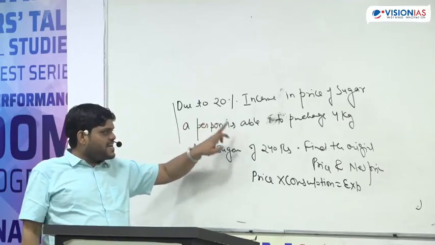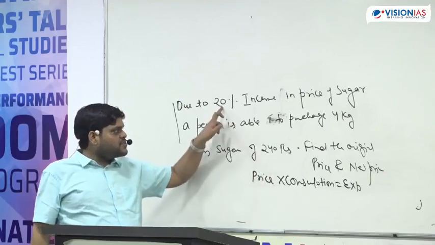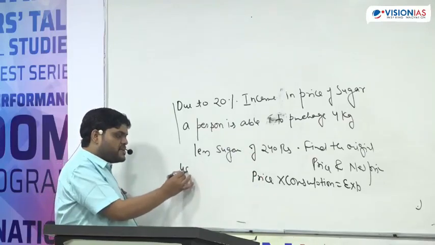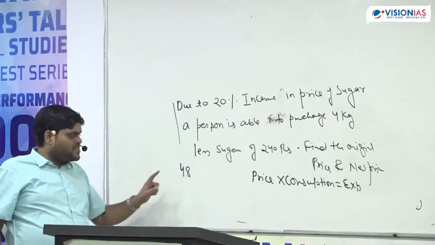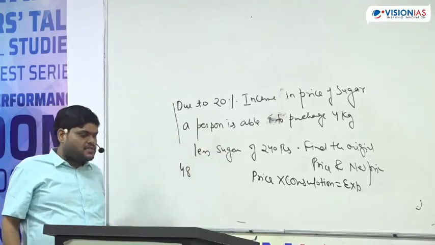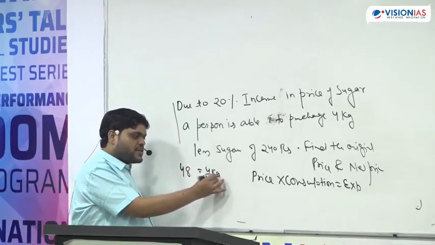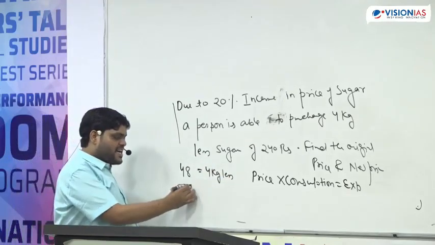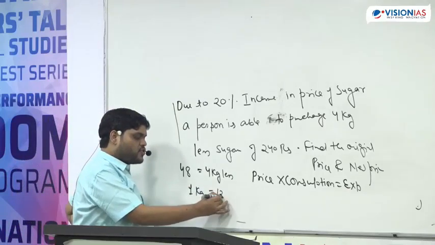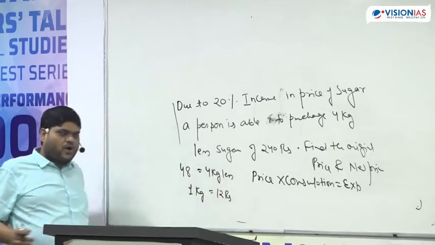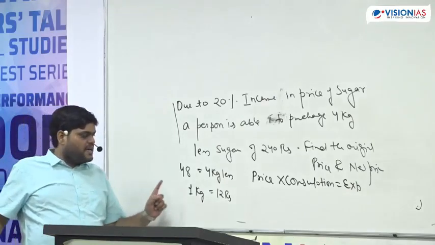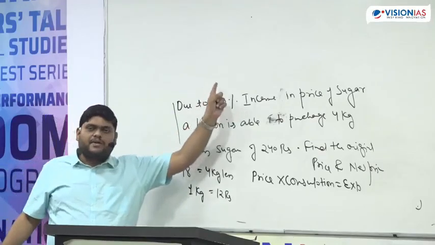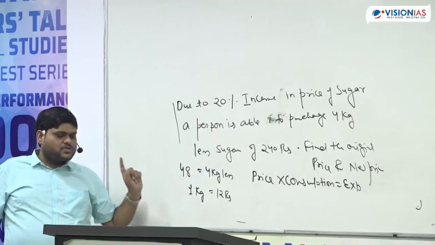So we can simply say 240, 20% of this number is 48. That means when 48 rupees of price is increased, the person is able to purchase 4 kg less sugar. So from here we can say that the price of 1 kg is equal to 12 rupees. But be aware here, this is the new price. Why the new price? Because we are talking about the 20% increment.